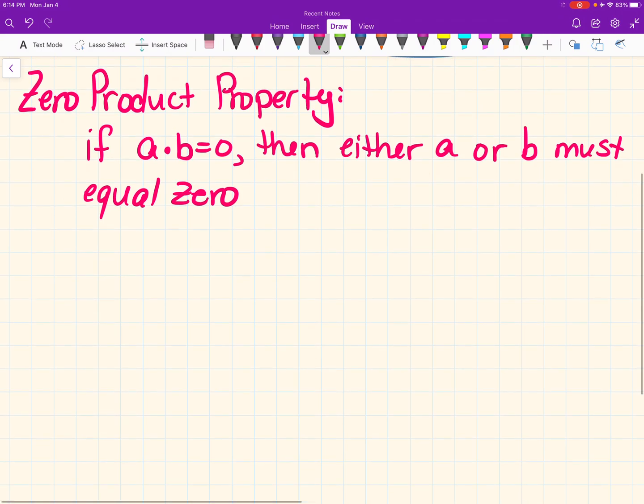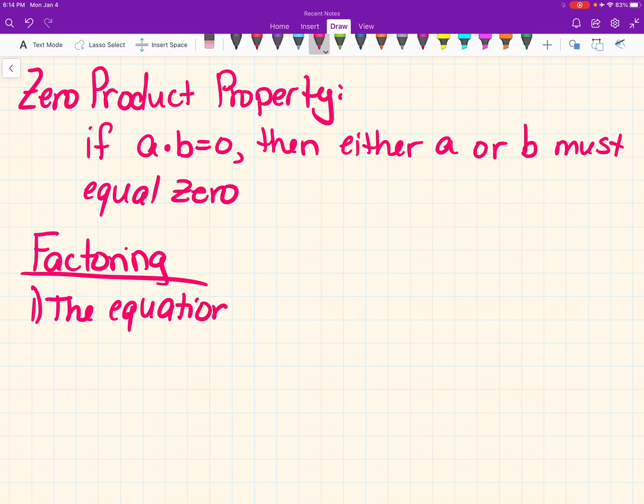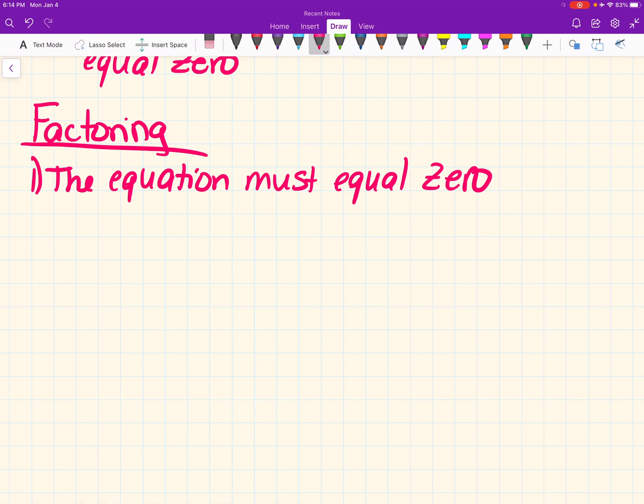So factoring, choose the method. The first thing is, if we're factoring, I'm just going to do a quick review. Number 1, the equation must equal 0. Be careful of that. If you try to solve it without equaling it to 0, that's not going to work. It must equal 0 in order to use the zero product property. Then remember, the next thing is always to look for the greatest common factor. If there is one, you want to factor that out first before you go into your method.